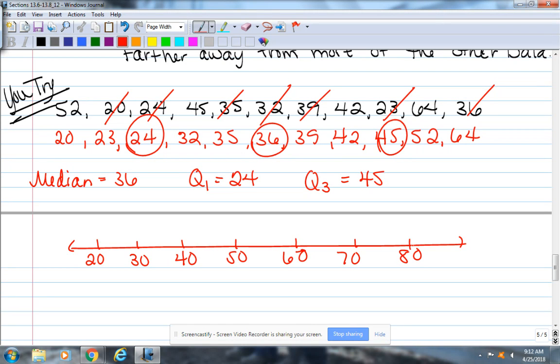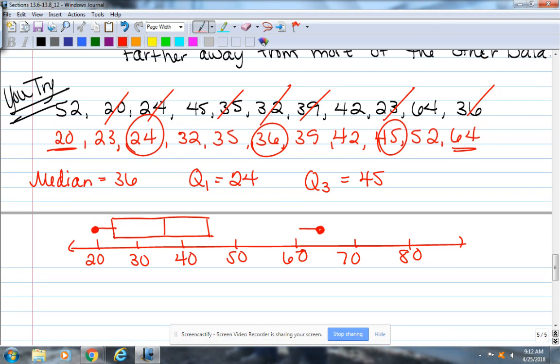All right, so what numbers make up your box? We just kind of estimate where those are, right? So 24 is almost halfway between 20 and 30, and 45 is halfway between 40 and 50. And then your median goes inside the box. So 36 is about right here. And then how do you make your whiskers? Highest number and lowest number. So 20 and 64. And then 64 is about right there.